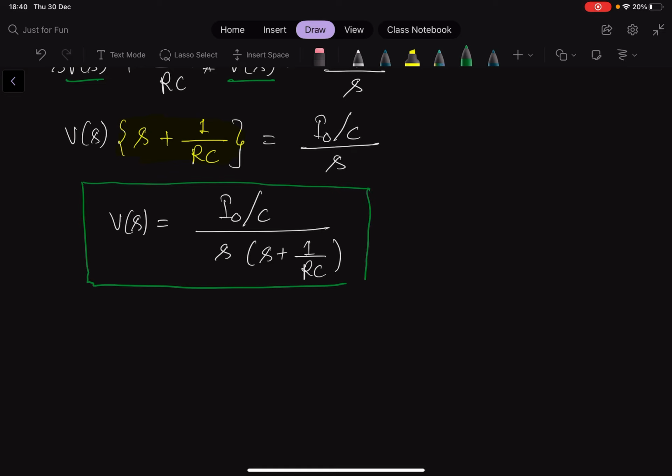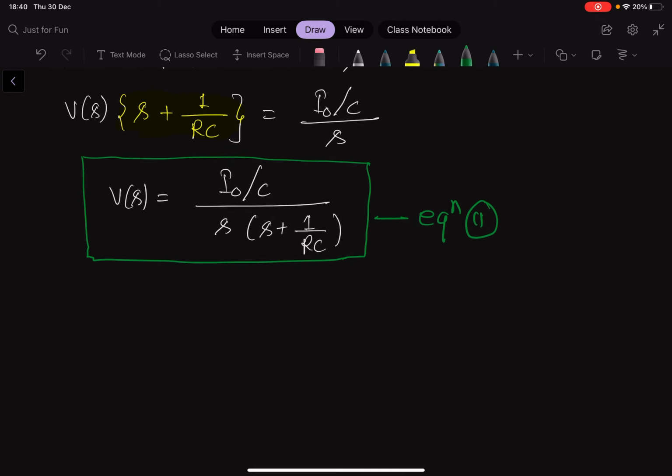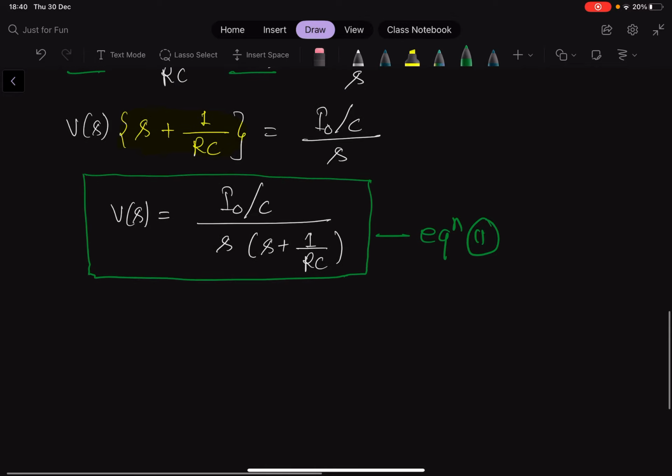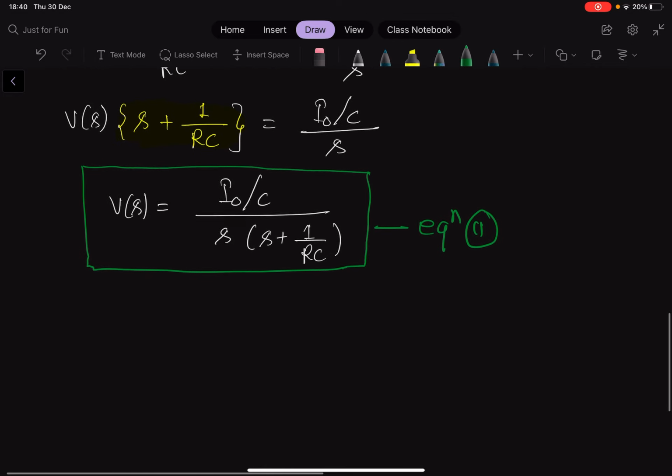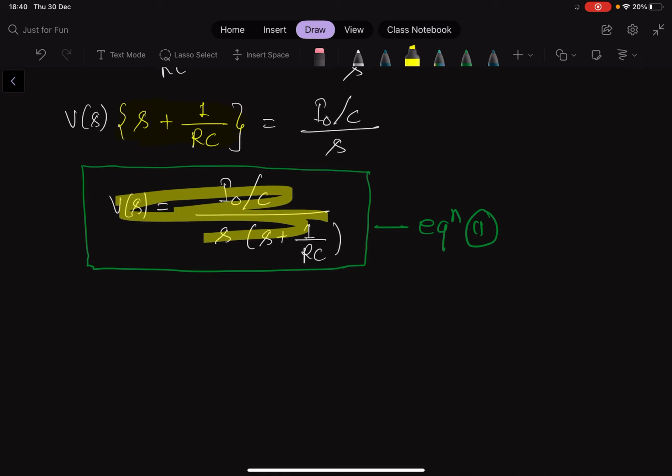Now this equation 2 is our solution of transient voltage in terms of frequency domain. So this is kind of a solution, but we don't want this solution. We want the solution in time domain. So what we need to do in the next step is convert everything we have got in the frequency domain into the time domain.